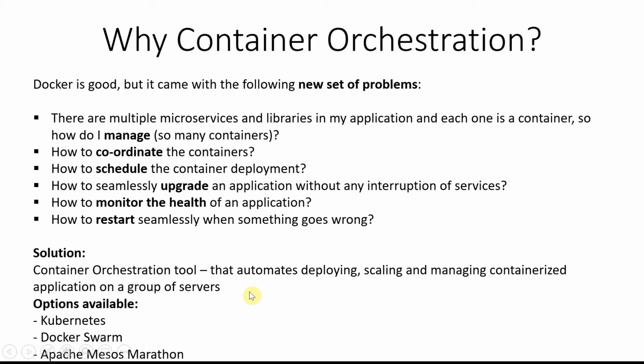If you look at it, a group of servers is a keyword. Generally, deploying on one machine is okay, it is simple. But when you have to deploy on multiple machines, because if one machine goes down, the other machine should still serve the traffic, the containers have to be deployed on a group of servers, not just one server. All these things are a complex problem to solve, and that is where a container orchestration tool helps you address all these issues.